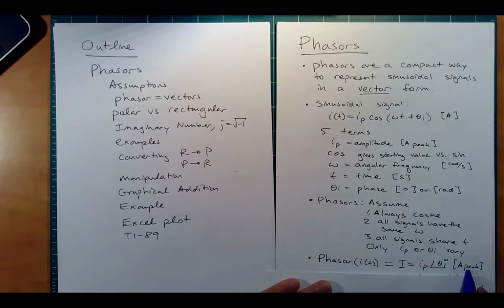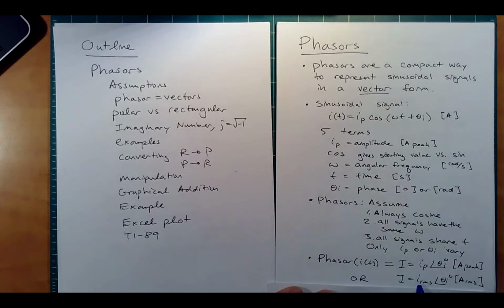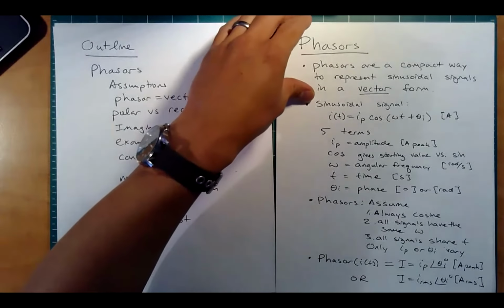Now, the reason why I want to put this distinguishing character, peak or P, is because you can also use RMS. You just have to be consistent. So you could have quoted the phasor as I RMS at angle theta. And remember, RMS is the peak over root 2. IP over root 2 is IRMS, okay? And so here you would want to write RMS in your unit, okay?